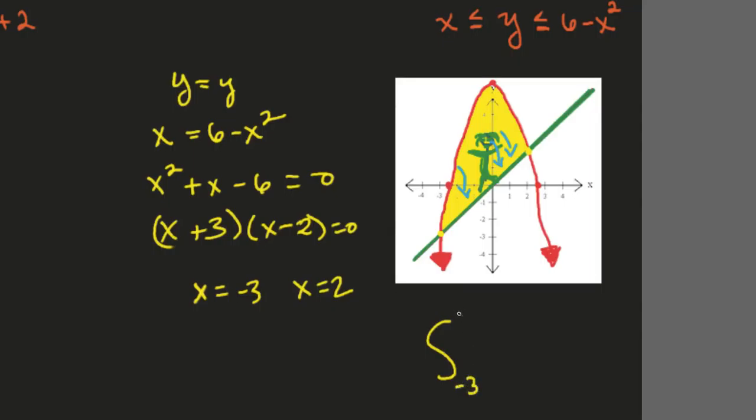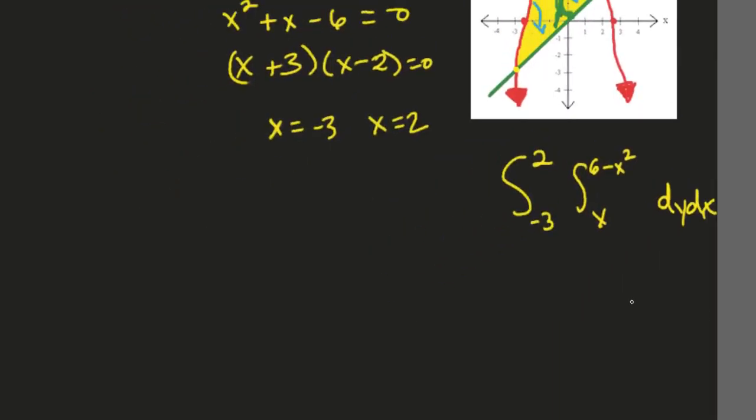Always go from the smaller to the larger, and it's going on the outside because I told you we were going to do dy dx. Now the bottom bound we said was the line y equals x, and the top bound was 6 minus x squared. So now that we've done the hard part, just integrate. The integral of 1 is y, and that's going to get evaluated between 6 minus x squared and x. When I plug in, I get 6 minus x squared minus x. That gets integrated from negative 3 to 2.